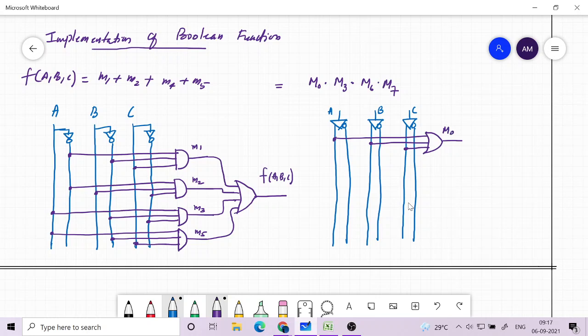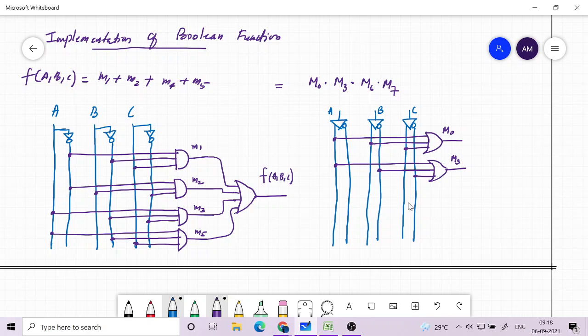M3 is what? M3 is A, B bar, C bar. A plus B bar plus C bar. So A plus B bar, C bar. Another OR gate. So that will give you M3.